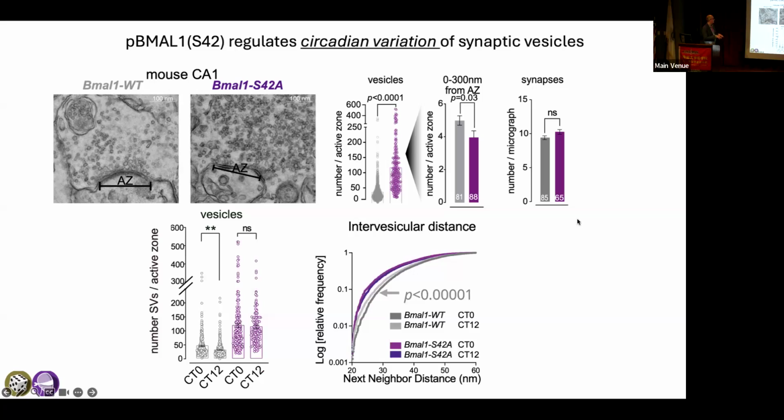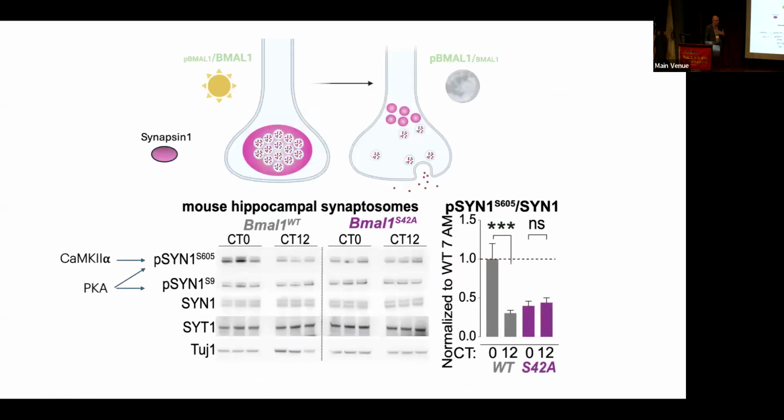And then we did this, of course, in time. So we did the same experiment in circadian time. And we found that there's a rhythm, a diurnal variation between the morning compared to the evening, highly significant. And again, in our mice, it's just completely gone. And this is just showing that the vesicles are all crowded and stuck together. So we think that the BMAL protein is organizing a synaptic vesicle dynamic of some kind.